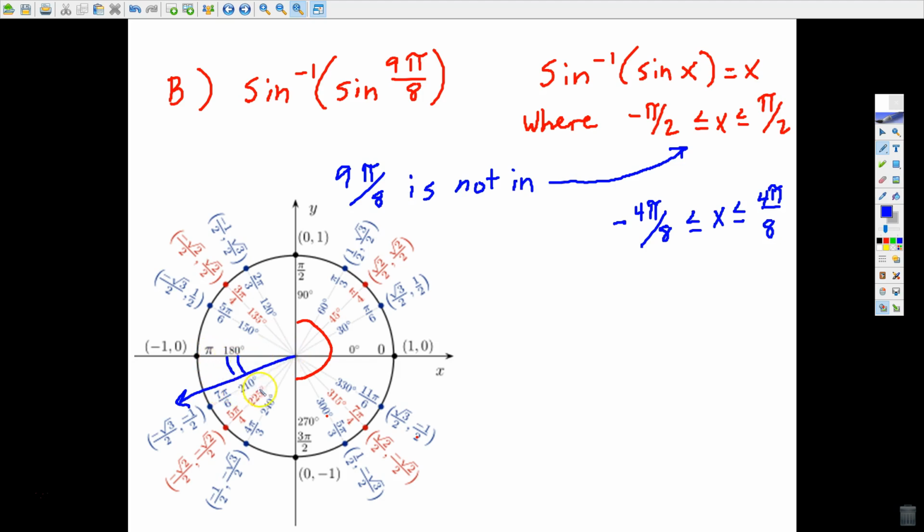And what is that angle between the x-axis and my blue terminal side, where I've got the two double lines? What is the measurement of that angle in radians?